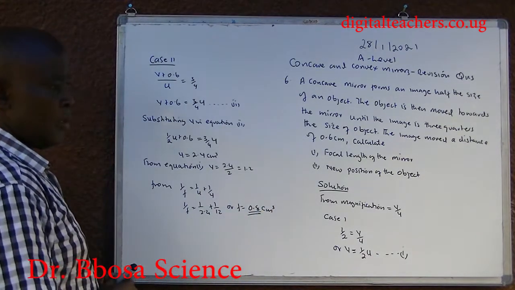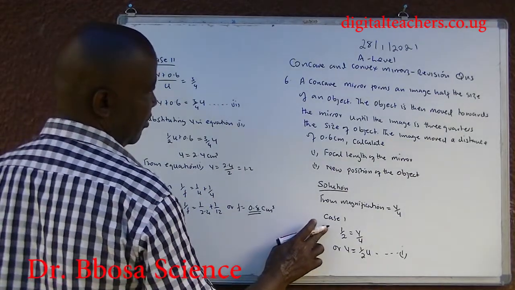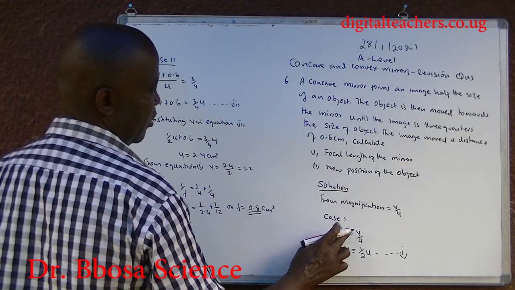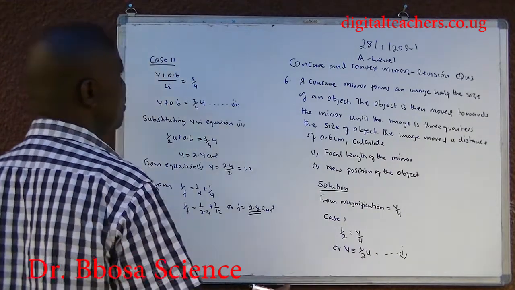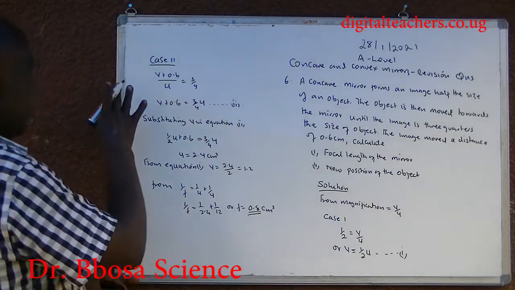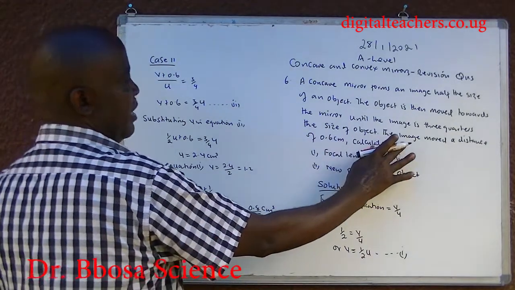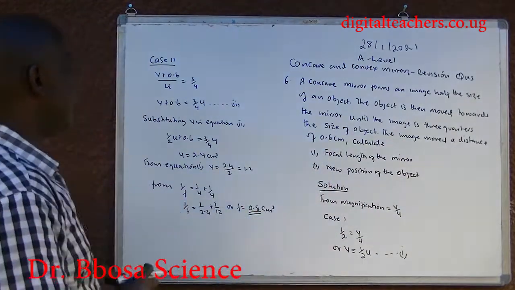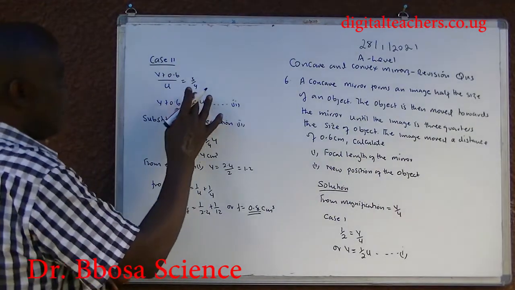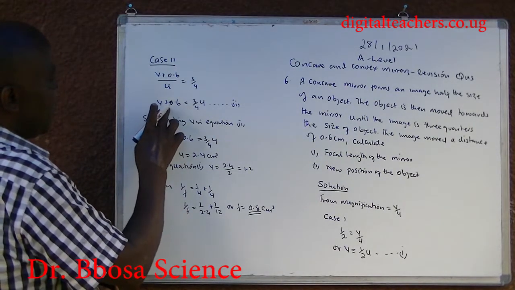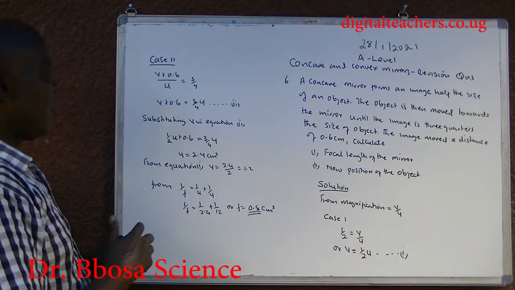Solution from magnification is equal to V over U. In case 1, half is equal to V over U. Therefore, V is equal to a half U. In case 2, when the image moved a distance of 0.6, V plus 0.6 over U is equal to 3 over 4. Therefore, V plus 0.6 is equal to 3 over 4 U.